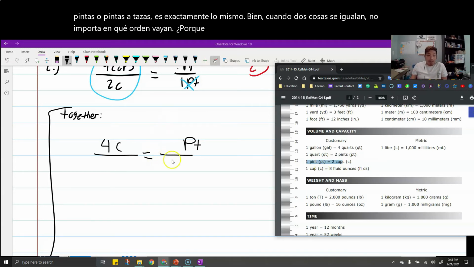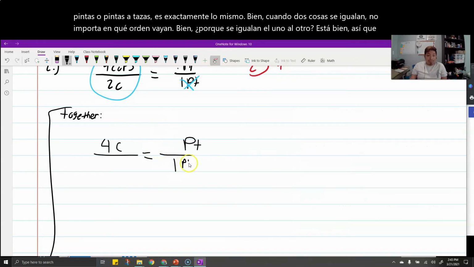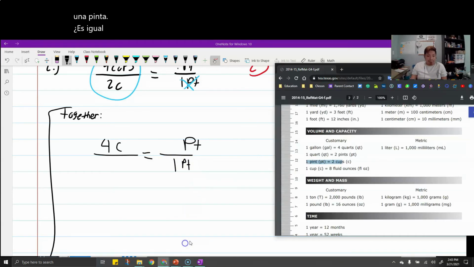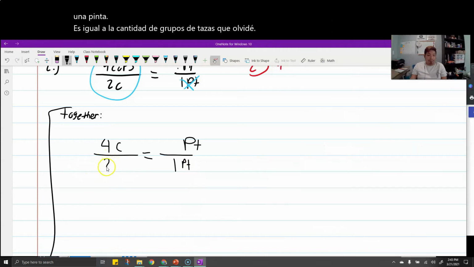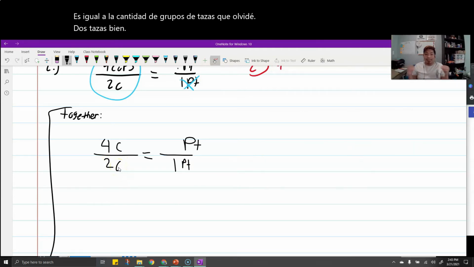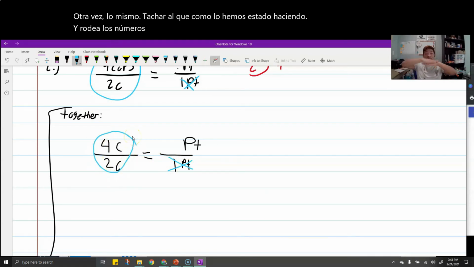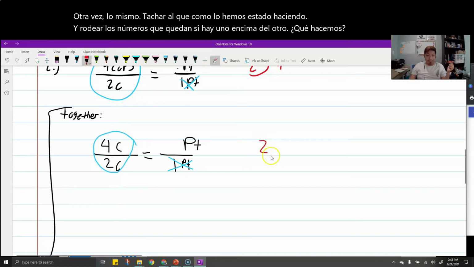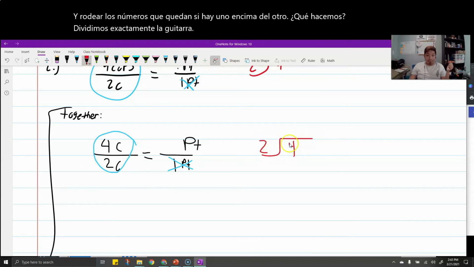Okay, so I know 1 pint equals how many cups? Oops, I forgot. 2 cups. Again, same thing. Cross out the 1, just like how we've been doing it, and circle the numbers that are left over. If they're on top of each other, what do we do? We divide, exactly. Good job. Same thing like always.